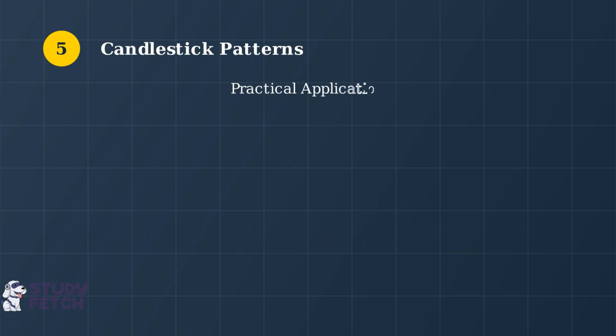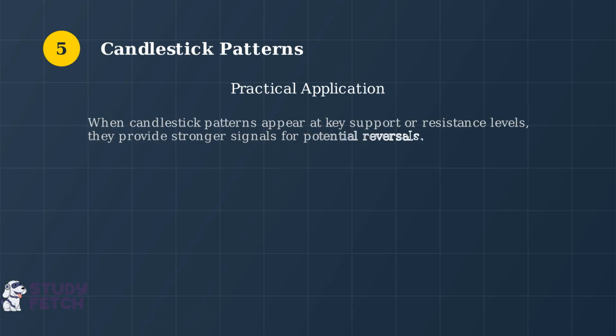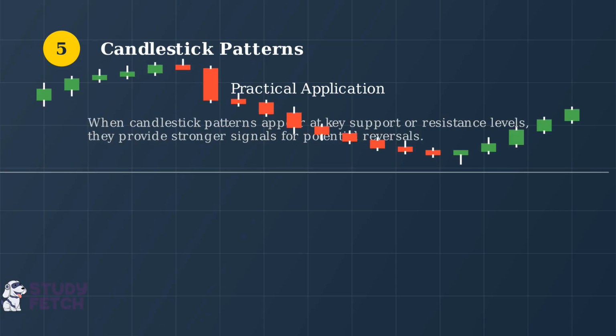Candlestick patterns are most effective when they appear at key support or resistance levels. For example, this hammer pattern appearing at a support level provided a strong buy signal, resulting in a significant price reversal.